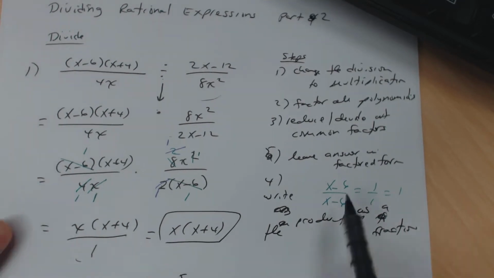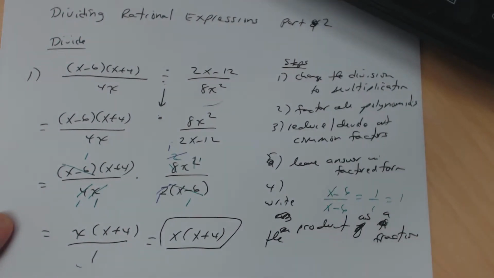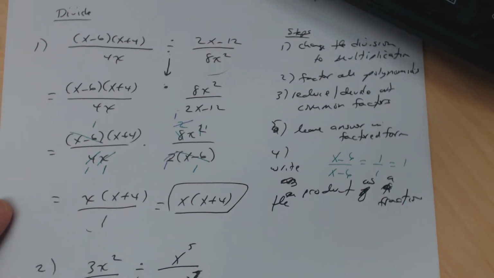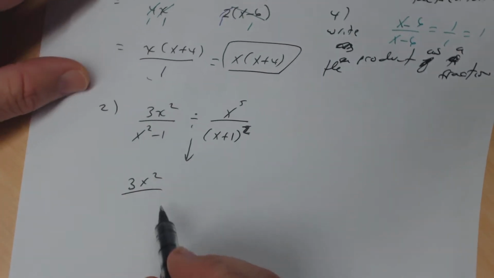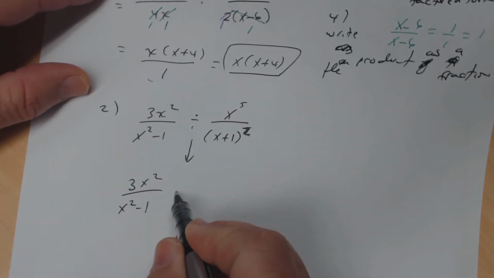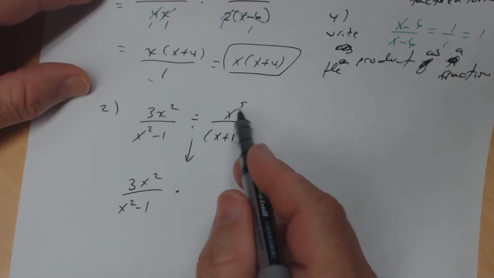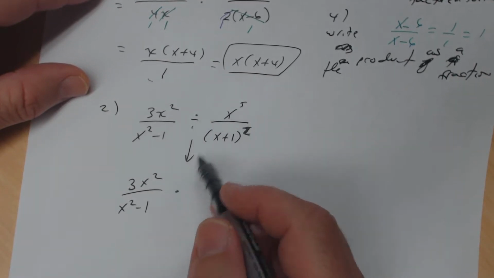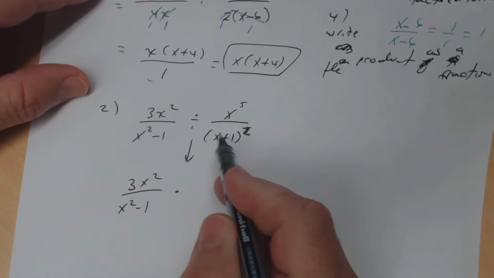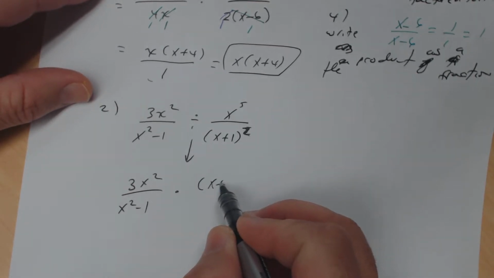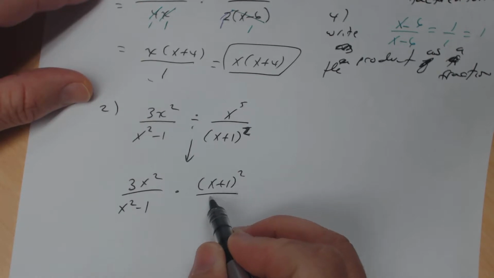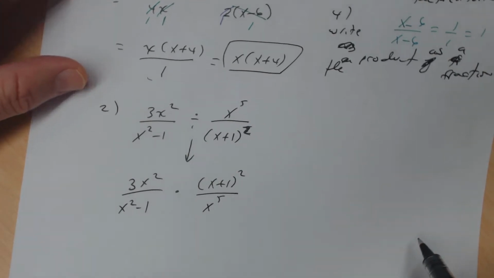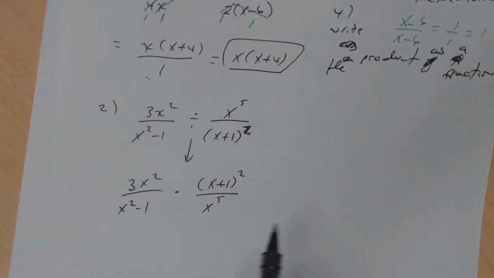Okay, so just like we did before, you're going to change the division to multiplication. So I get 3x squared divided by x squared minus 1 times, and then you take the reciprocal of the fraction following the division symbol. So you change the division to multiplication, take the reciprocal of this fraction. So it'll be x plus 1 to the 2nd power divided by x to the 5th. Okay?